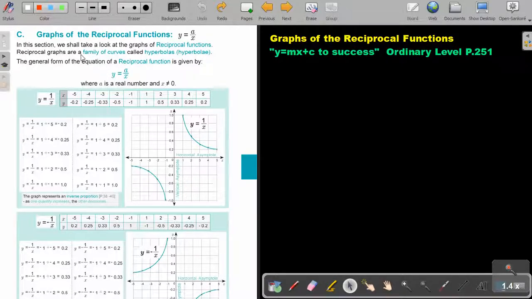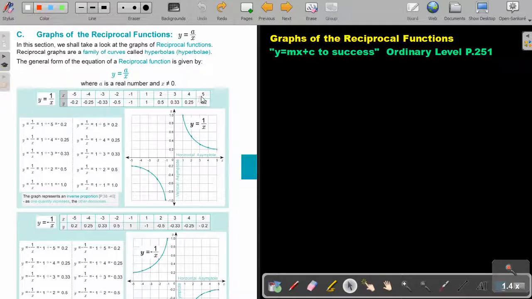In this section, we shall take a look at the graphs of reciprocal functions. Reciprocal graphs are a family of curves called hyperbolas. The general form of the equation of a reciprocal function is given by y equals a over x, where a is just a constant, a real number, and x cannot be 0 because it's invalid to divide by 0.